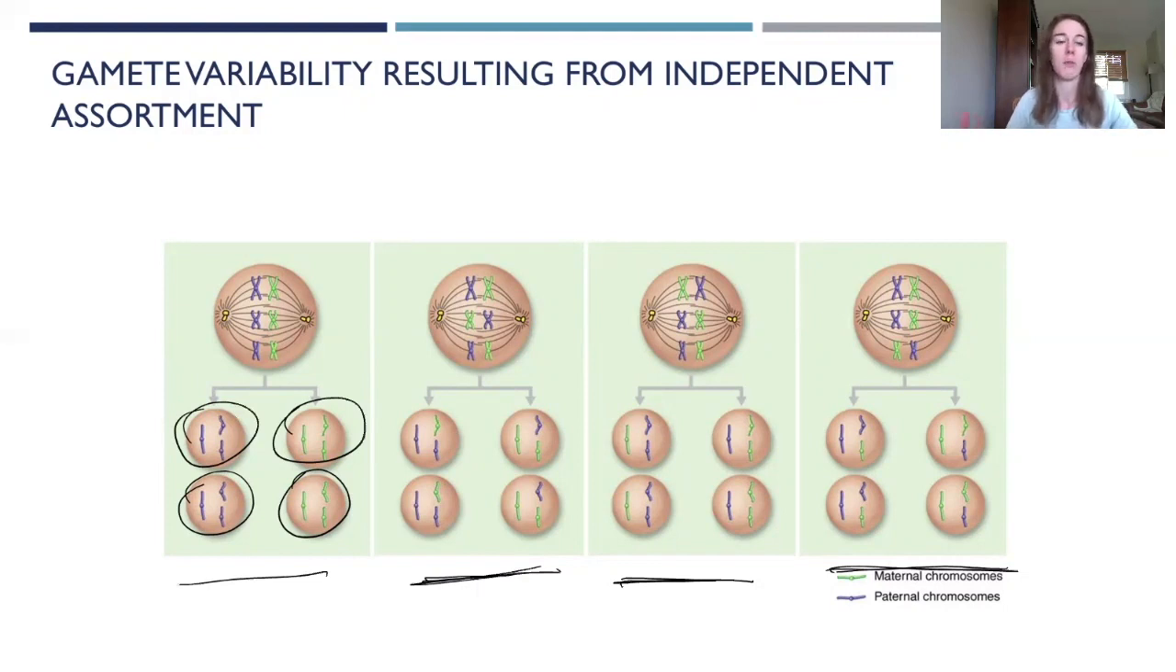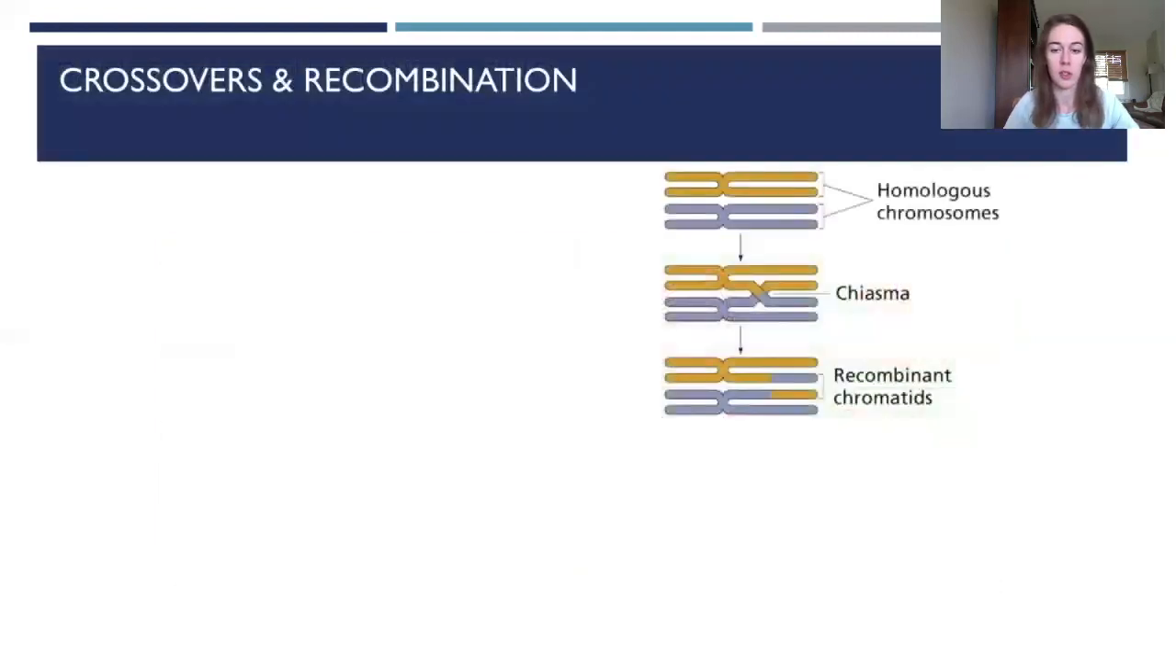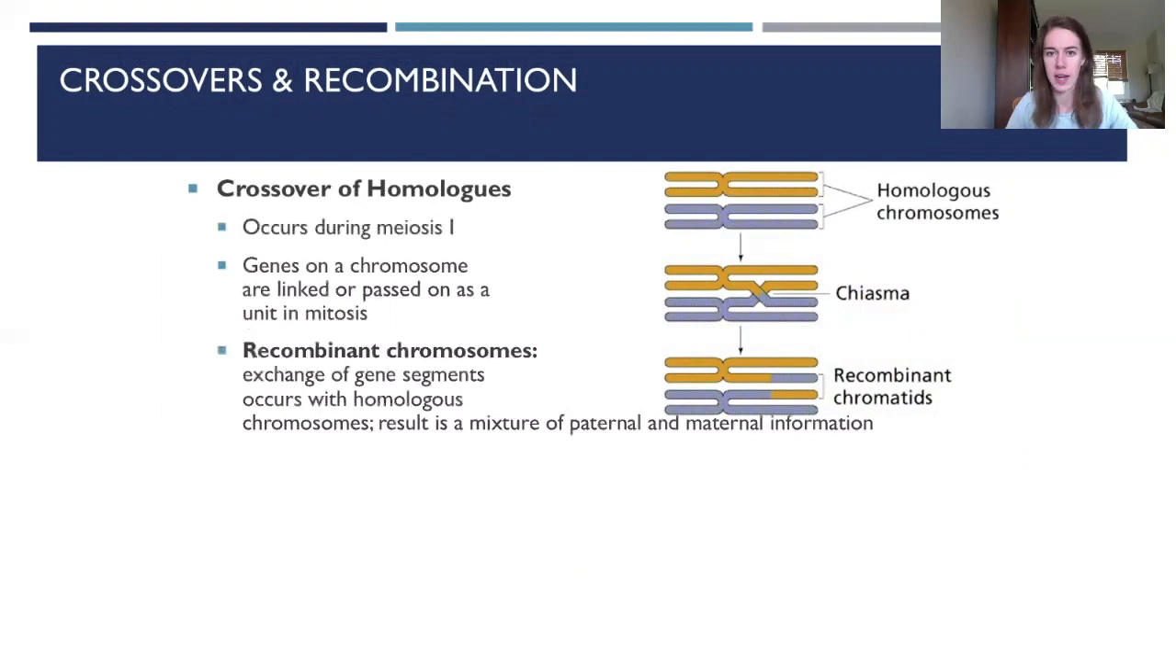You're going to have a jumble of mom and dad's chromosomes that you are going to then pass on to your own offspring. So recombination is just taking that one step further. Those chromosomes are still lined up in their tetrads, but then they're going to exchange some genetic information. And this only happens in the homologous chromosomes that are physically touching.